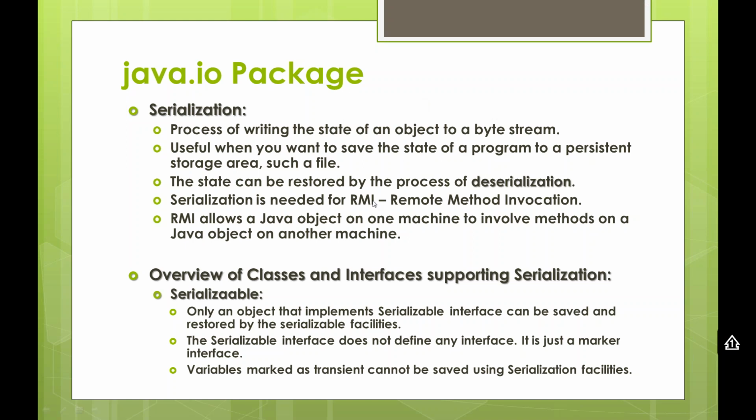So WSDL is the Web Service Description Language. It's just an XML file which specifies the contract between your clients and your server components. So: Java interface for RMI, IDL for CORBA, and WSDL for SOAP web services. With that, let us see the overview of the classes and interfaces that support serialization.